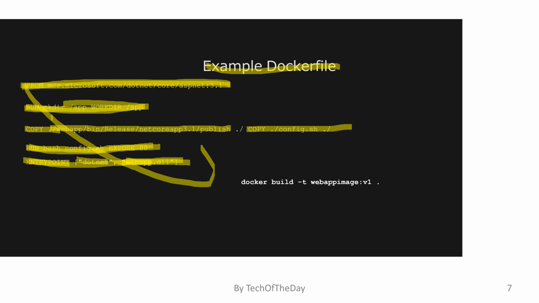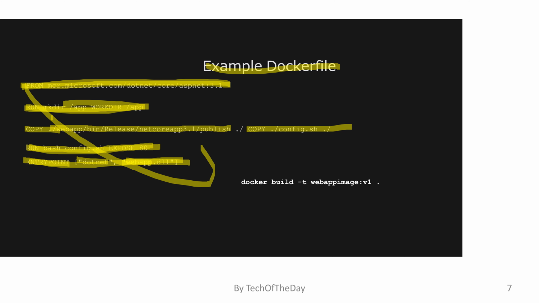Now with the environment laid out, we can use the COPY instruction to copy our application binaries into the container. And so here I'm copying my compiled application from a local directory on my development workstation into the container image.